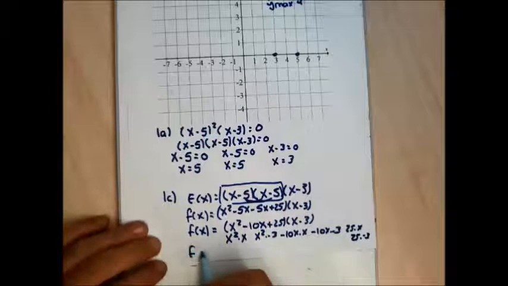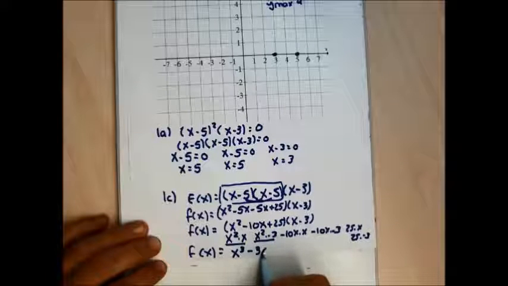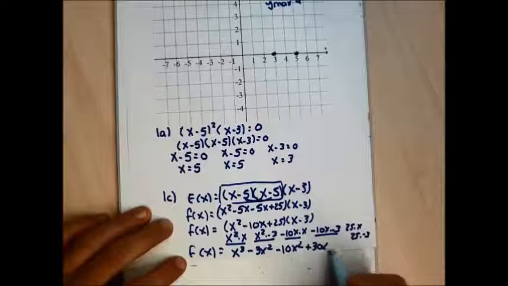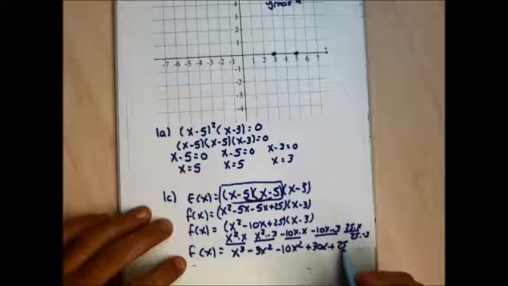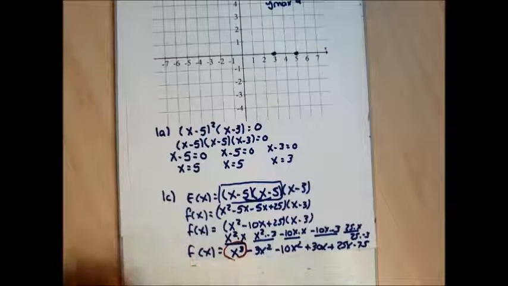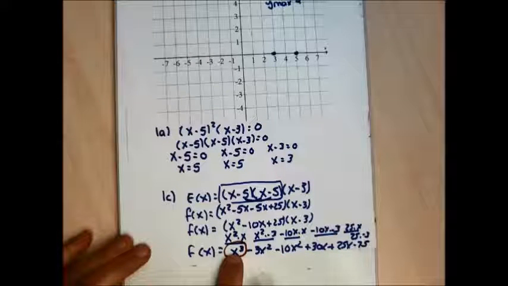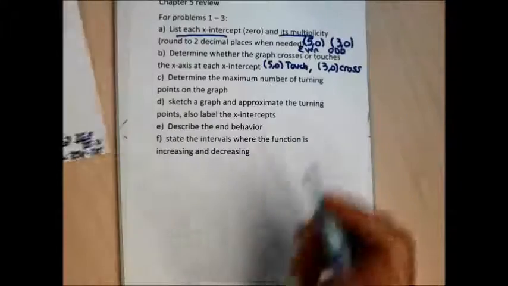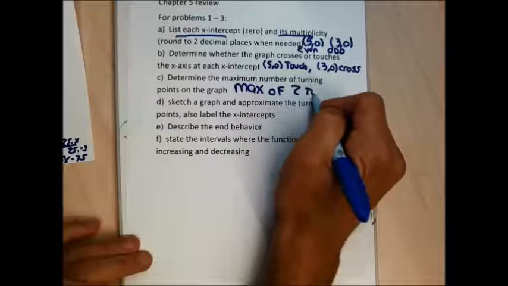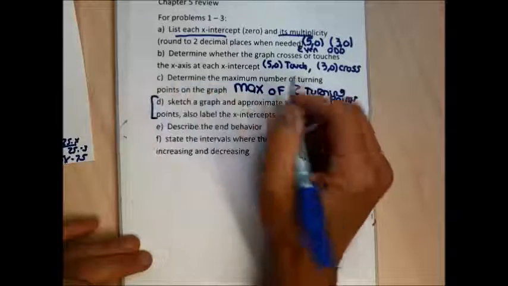When I multiply this whole polynomial out, the first term is going to be x cubed, and then I'm going to get a minus 3x squared, a minus 10x squared, a plus 30x, a plus 25x, and a minus 75. The maximum number of turning points is 1 less than the highest exponent when the polynomial is multiplied out. I don't need to simplify this anymore. I know the highest exponent is going to be 3. The maximum number of turning points is 1 less than the highest exponent, so there's going to be a maximum of 2 turning points. Part D, I'm going to see all on my graph.